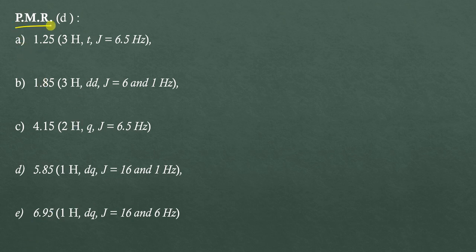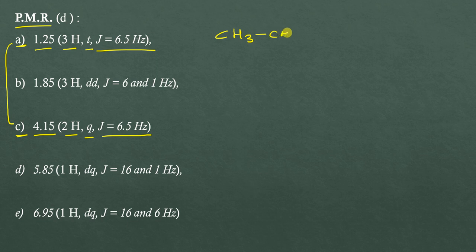Now you see this proton magnetic resonance. In this case, you observe this peak A and peak C. In case of peak A, we have 1.25, 3H triplet with J equal to 6.5 Hz, and here we have 4.15, 2H quartet with J equal to 6.5 Hz. So for this A and C, J values are the same, so these two must be coupling with each other, right? So we can write this as a CH3 CH2.